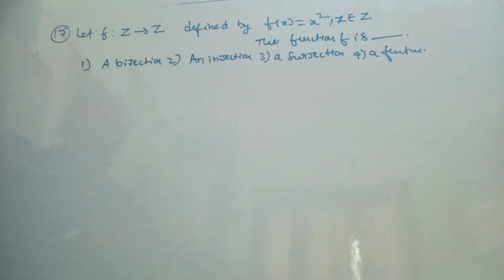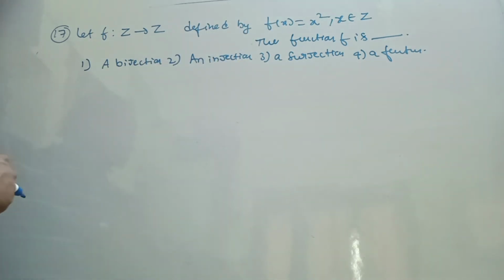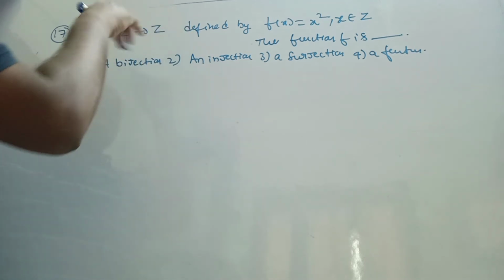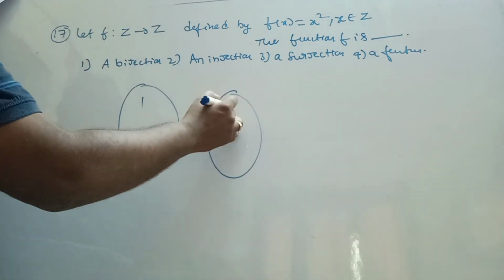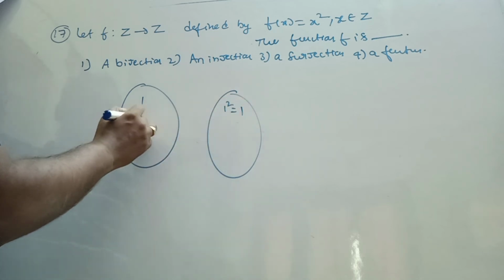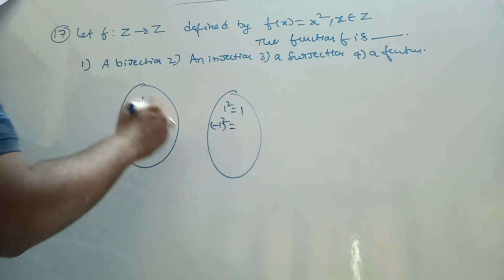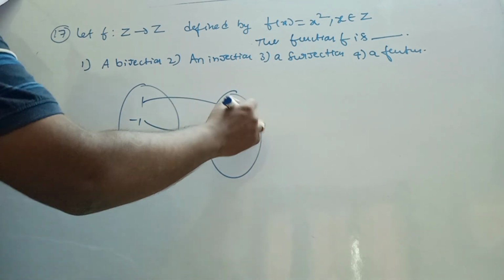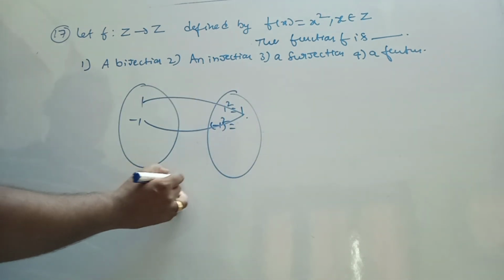Now regarding the 17th problem: let f be a function from Z to Z defined by f of x equal to x square, where x belongs to Z. The function f is what? If you take f of x equal to x square, it is not one-one. You know clearly that if you take 1, 1 square is 1, and if you take minus 1, minus 1 square is also 1. That means 1 is mapping to 1 and minus 1 also maps to 1. Therefore, it is not one-one.